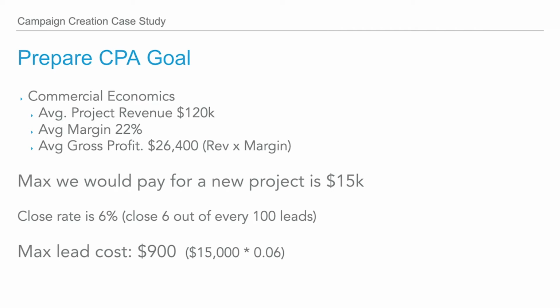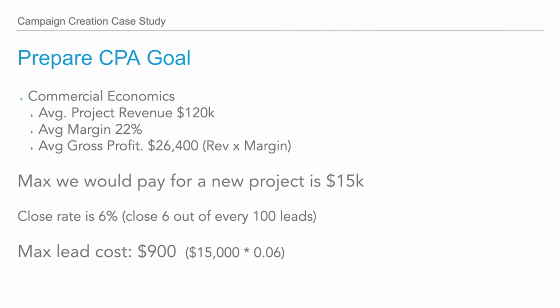Did the math, allowed a little padding because we don't know exactly every project. We're working with averages, but on those commercial roofs where we'll kind of focus for this first campaign, the average project revenue is $120,000, but then the net margin when you get through all the expenses, paying the labor, materials, all of that, you get down to about a 22% margin, which yields you about $26,000 in profit. Still pretty good. Feels like a lot of money, right? Yeah. We're doing pretty well.